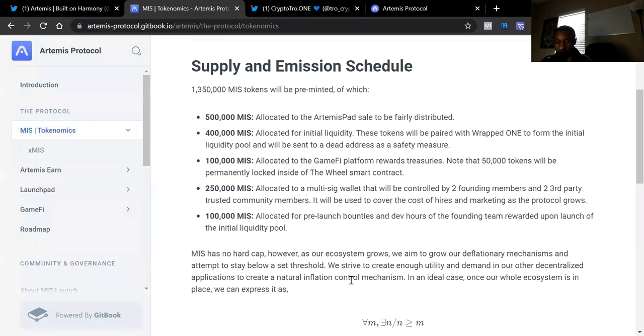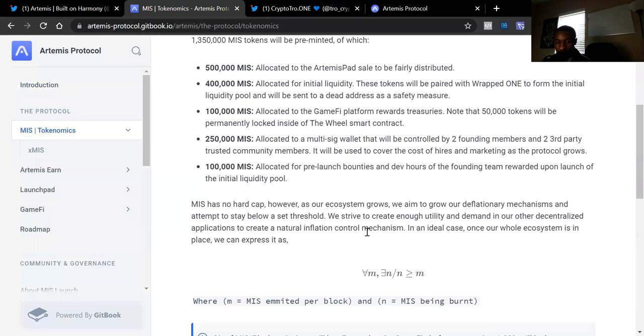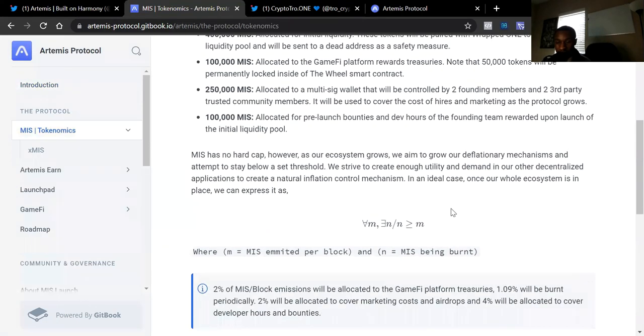So MIS has no hard cap. However, as our ecosystem grows, we aim to grow our deflationary mechanisms and attempt to stay below a set threshold. We strive to create enough utility and demand in our decentralized applications to create a natural inflation control mechanism. In the ideal case, once our ecosystem is in place, we can express it as this.